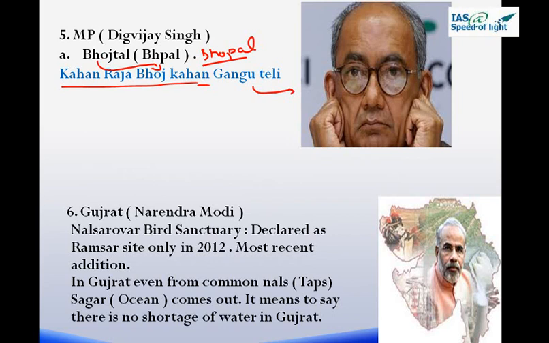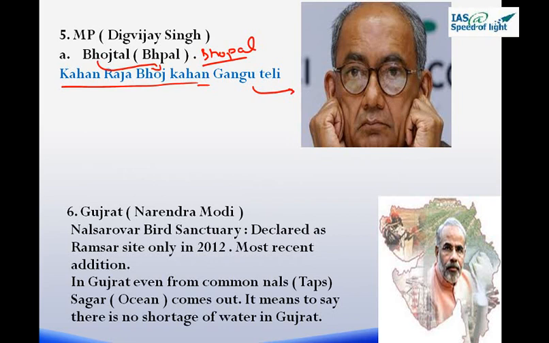Gujarat is Narendra Modi for us. It is Nal Sarovar Bird Sanctuary. Declared as a Ramsar site in 2012, and it is the most recent addition now in the list of Ramsar Convention sites, so wetland sites. So this could be a good question for UPSC, Nal Sarovar Bird Sanctuary.